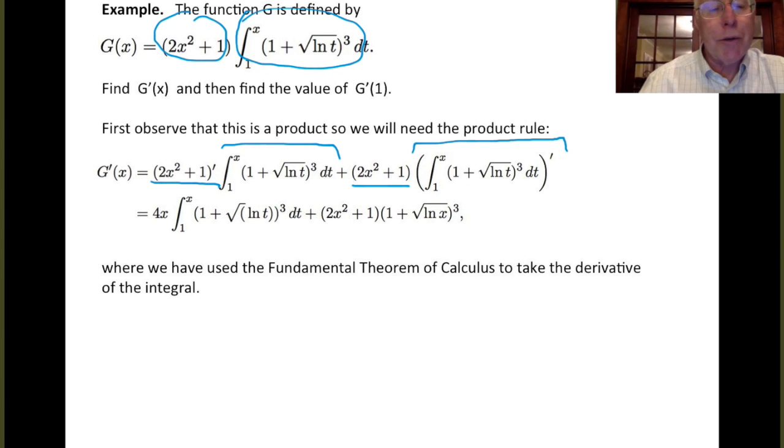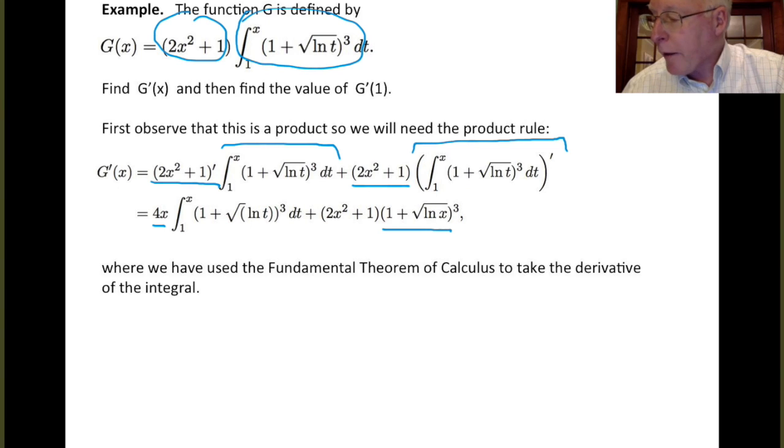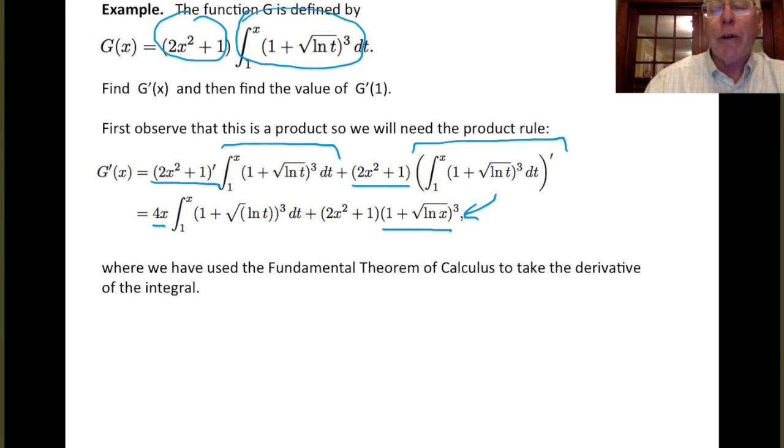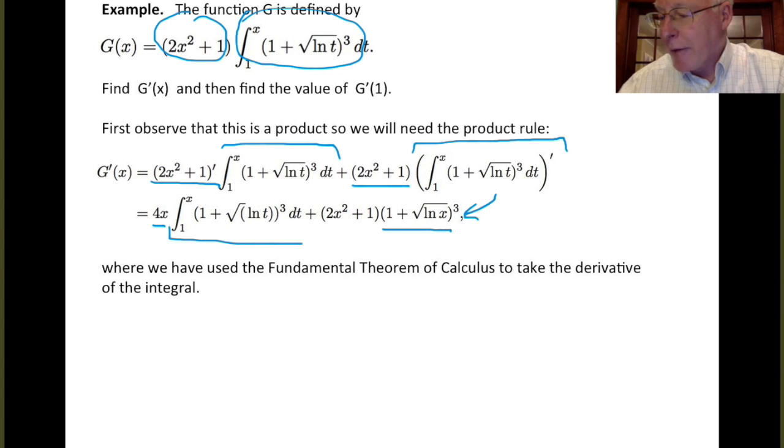Now I compute the derivatives of these two pieces. The 4x from differentiating 2x squared plus 1 is easy. And for this second piece here, we use the fundamental theorem of calculus, which says the derivative of an integral like this is just the integrand, that is the 1 plus root log t squared with the variable t replaced by the variable x. And so that's all there is to the derivative. There we have g prime of x. And notice it is a little complicated. It's a function. It has an integral in it.